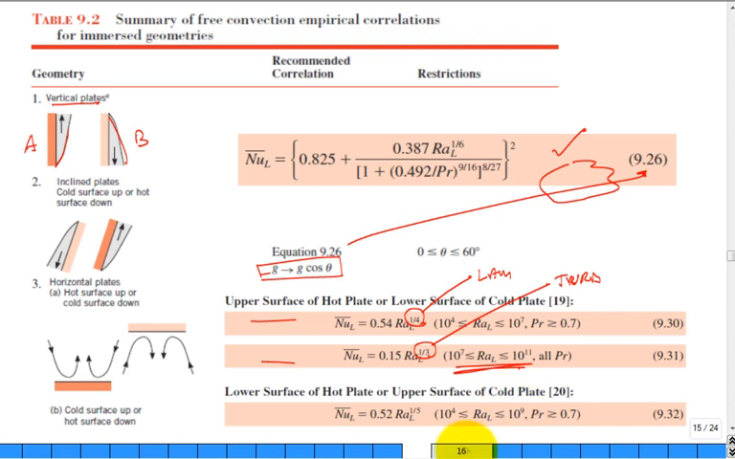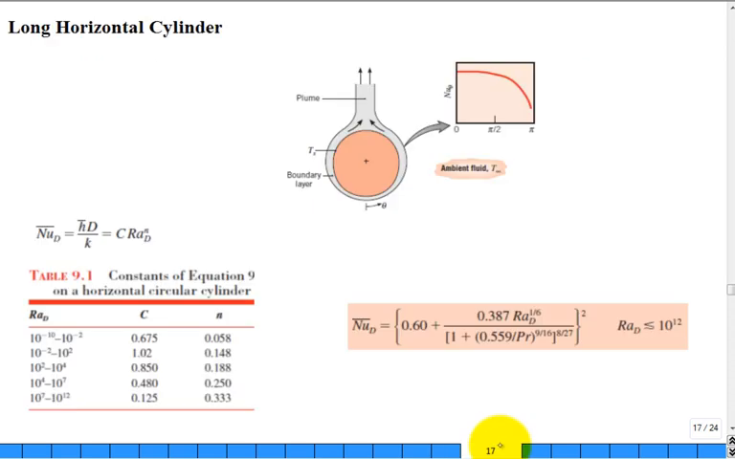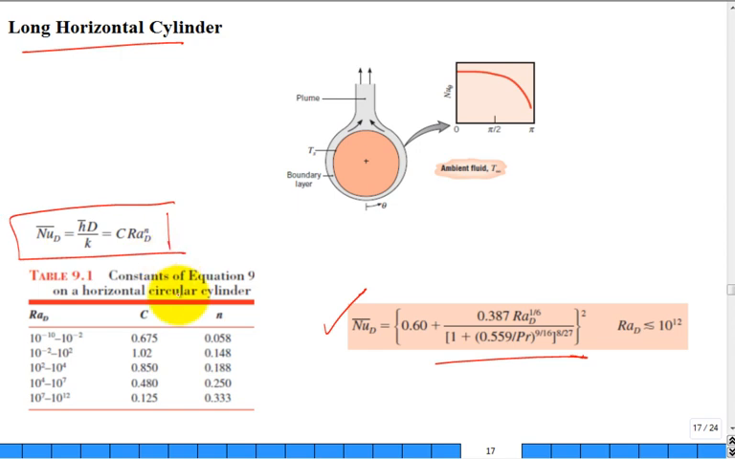All right, let's go on. Here's a cylinder, nice long correlation. Note, good for this range of Rayleigh number. And for a sphere, there are a lot of correlations. Why don't they just have one correlation? Life would be easier, I know, but it's not that way. For that long horizontal cylinder, yes, you can use that correlation, or you could use this approach, where you would get the C's and the M's out of a table where you have it per range. This is a lot like forced flow over a cylinder, isn't it? Sure.